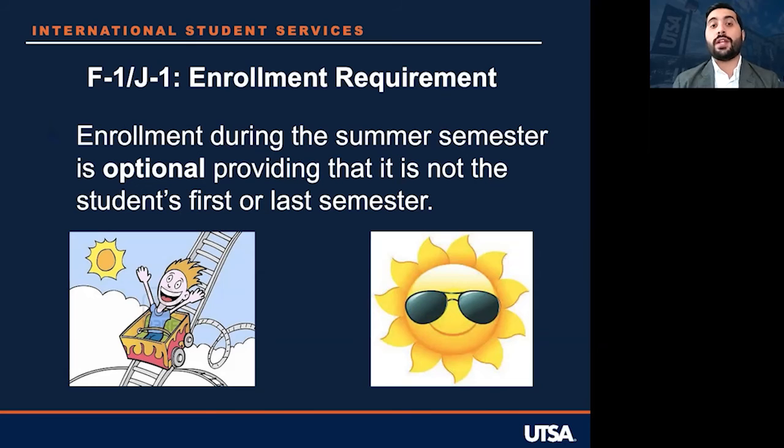A big exception to it is summer. So summer is optional for international students as long as it's not your first semester. So if your first semester is spring or fall, then summer will be optional. That means that you can either go home and spend the summer at your home country, you can travel, or you can stay here and you are not required to enroll in classes, and that will not affect your immigration status. And that's what we have for today in terms of the presentation.